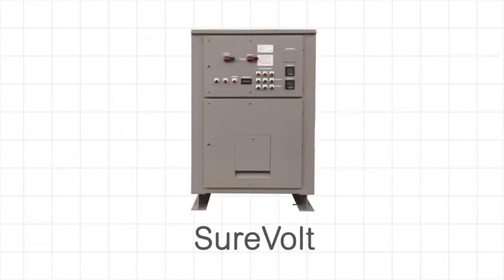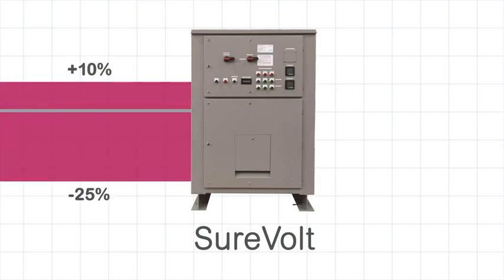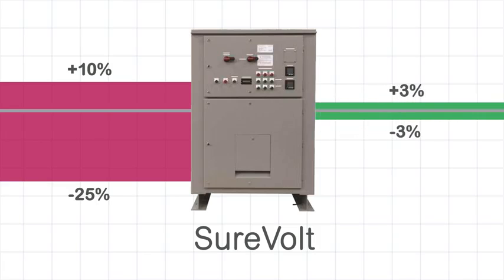The SureVolt automatic voltage regulator can take a voltage input ranging from plus 10% to minus 25% and regulate the voltage supply to plus or minus 3% within one cycle, making it an ideal solution for chronic voltage issues.